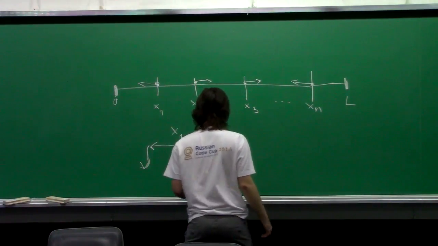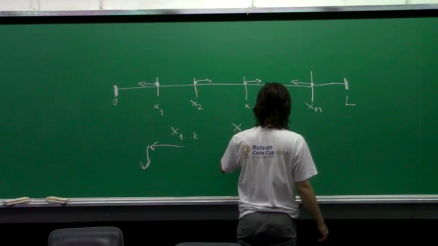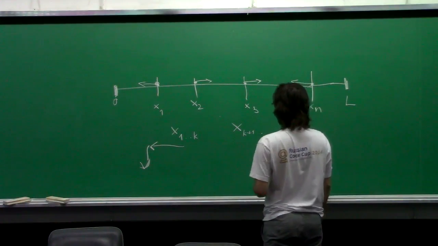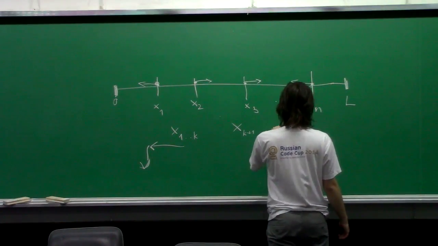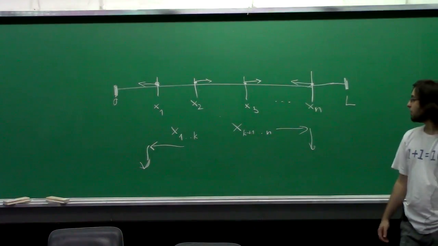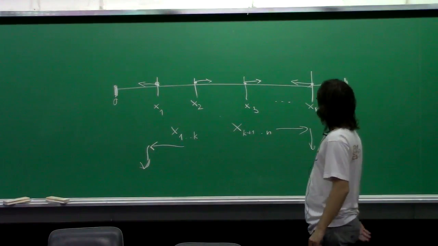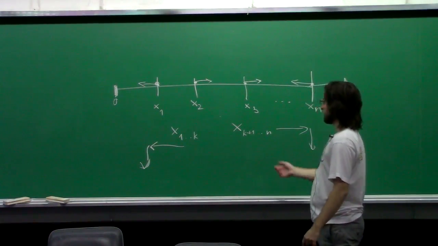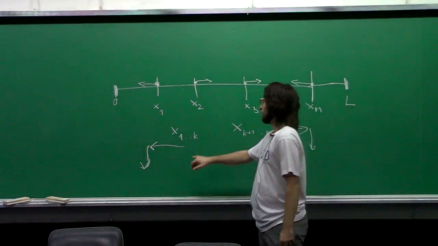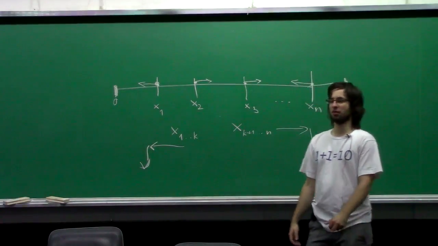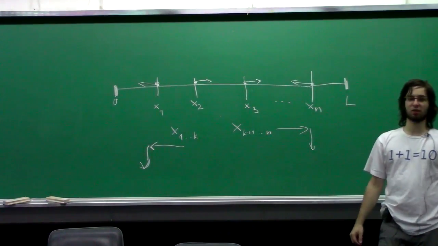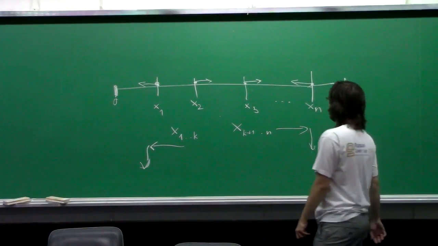ants 1 through k drop down from the left, and ants k plus 1 up to n will eventually go to the right and drop down from the right. From this we can see that the last ant that drops from the left is ant k, and the last ant that drops from the right is ant k plus 1. That's why there are at most two ants that drop at the same time.